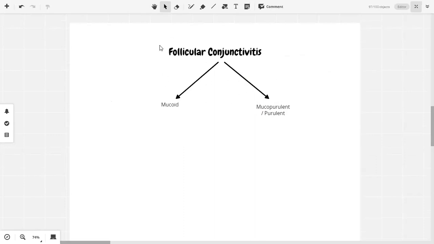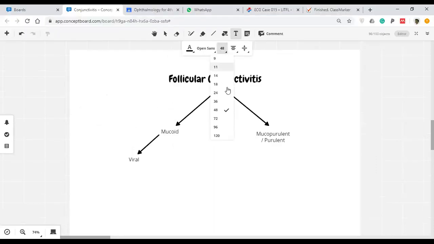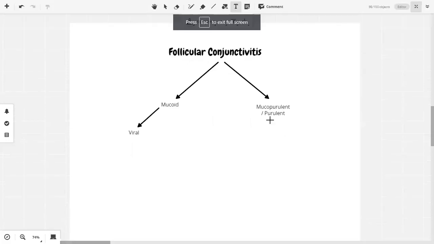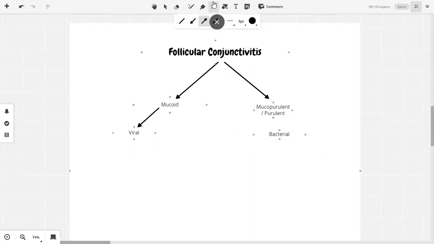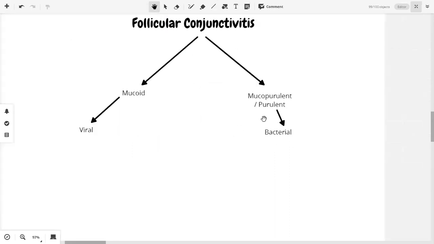So a mucoid discharge will point us towards a viral etiology. Viral etiology, right? A mucopurulent discharge will point us towards a bacterial etiology. Other than bacterial etiology, can there be another etiology in which there is a mucopurulent or a purulent discharge?